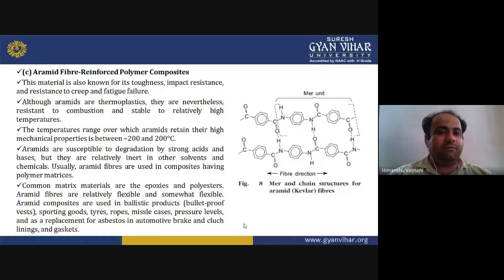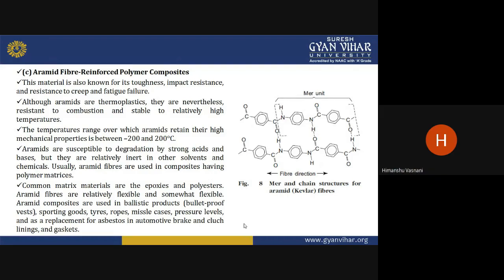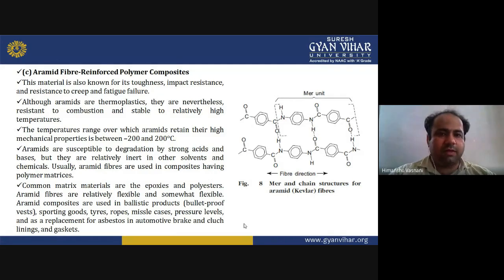Now, this material is also resistant to creep and fatigue failure. Although aramids are thermoplastics, they are nevertheless resistant to combustion and stable to relatively high temperatures. These materials are known for their toughness, impact resistance, and resistance to creep and fatigue failure.